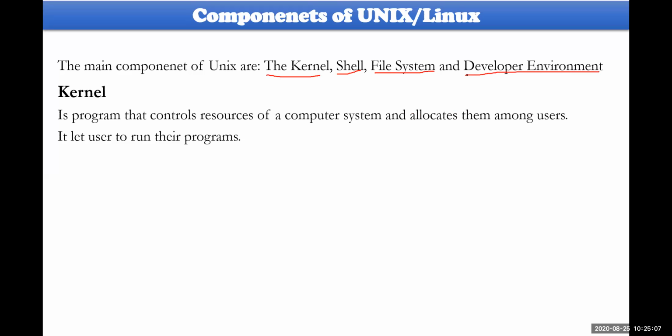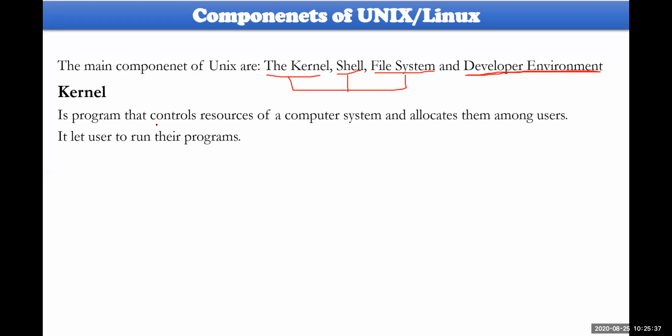The developer environment will not be available for all. The person who is working with some components of the operating system will come into the developer environment, and these 3 will be available for everybody: number 1, kernel, number 2, shell, and number 3, file system. Everything will be available. So the kernel is a specific program.